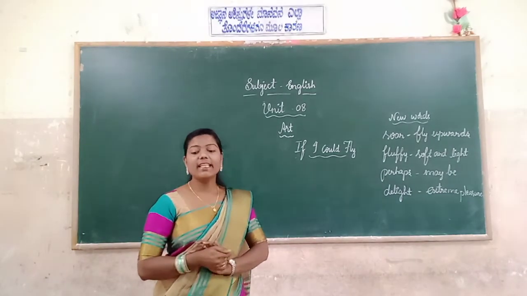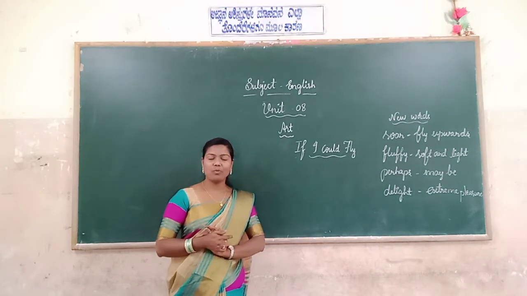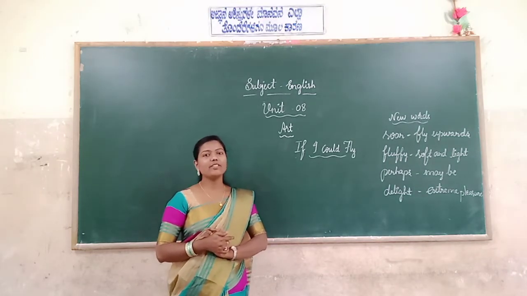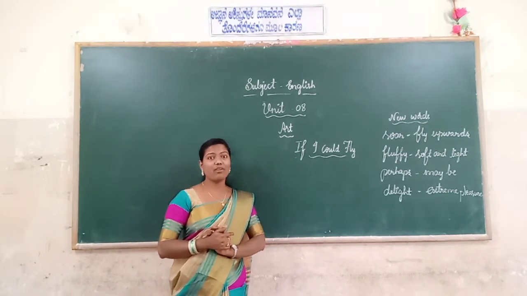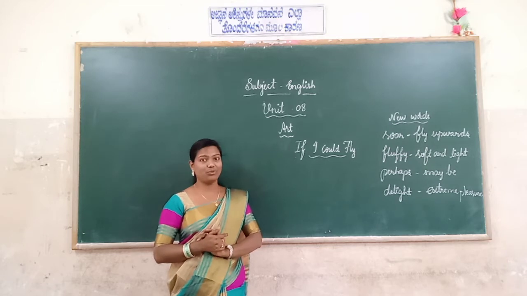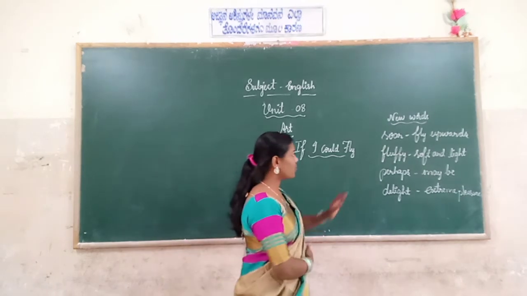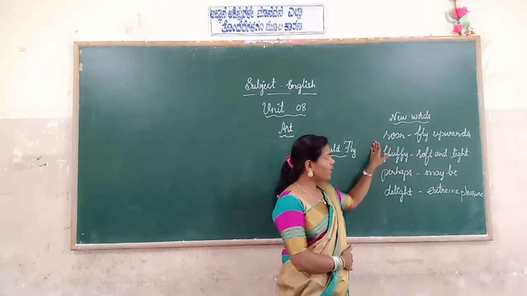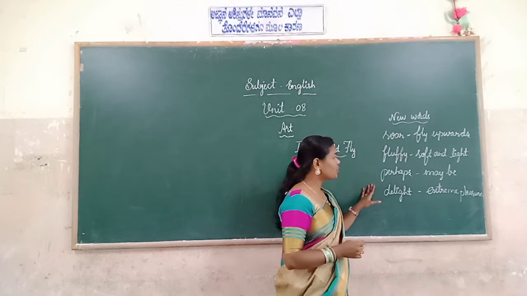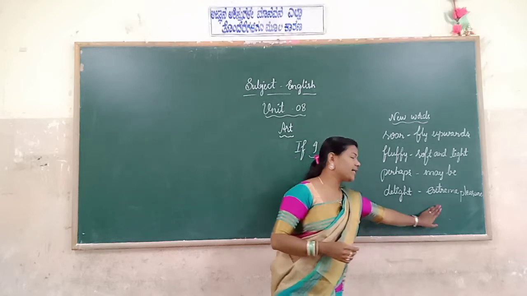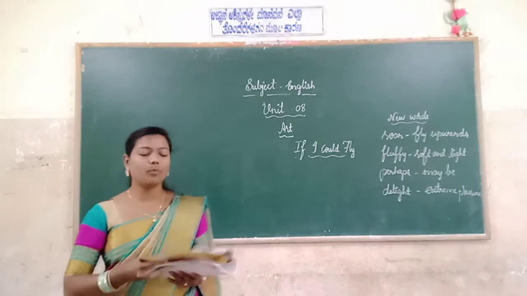Dear students, this is a beautiful, great, imaginary poem. Here, if a girl has a pair of wings, what will she do? Okay, let's see the poem. First, I will introduce the new words from this poem: fly upwards, fluffy, soft and light, perhaps, maybe, delight, extreme pleasure. Okay dear students, let's see the poem.